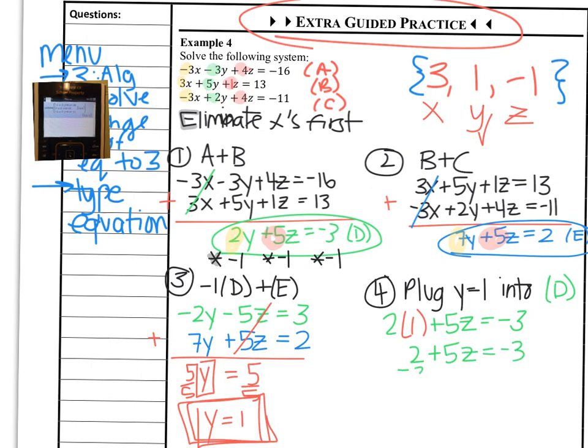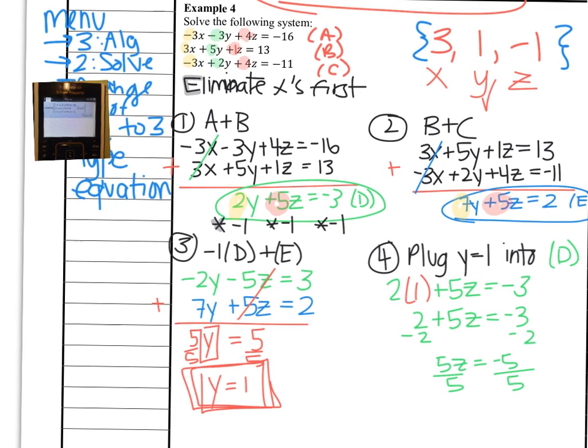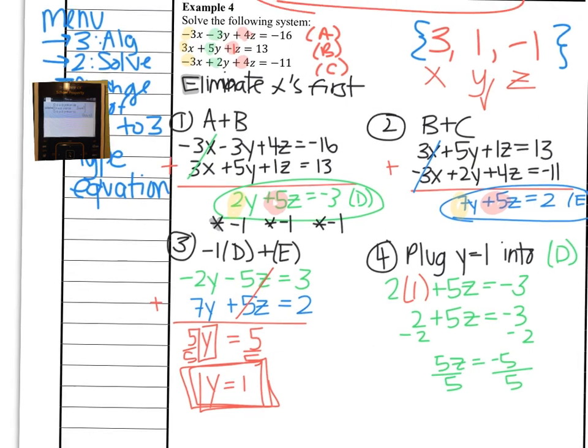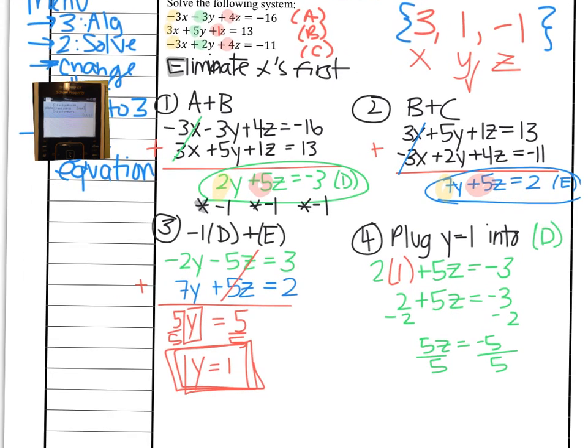Get 2 to the other side. 5z equals negative 5. Get the 5 away. So now z equals negative 1. And I just saw that back up top in my original, z is negative 1, so we're doing great so far.